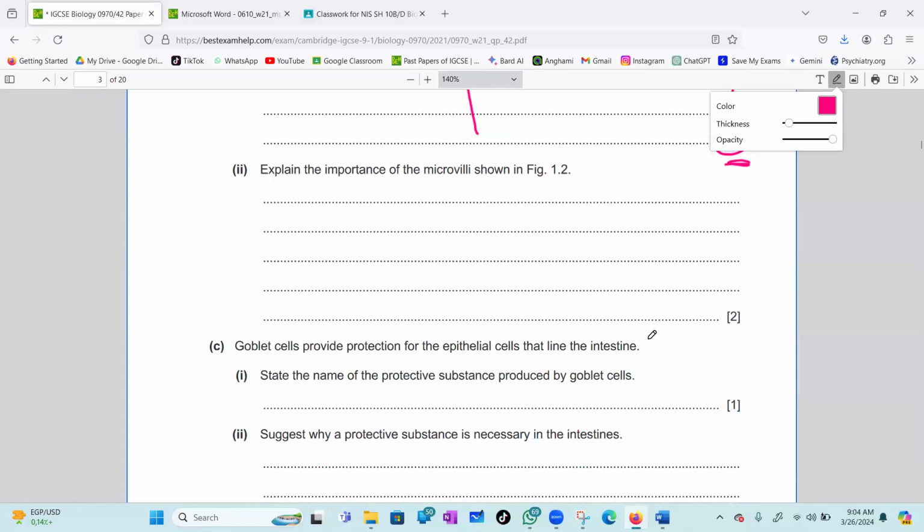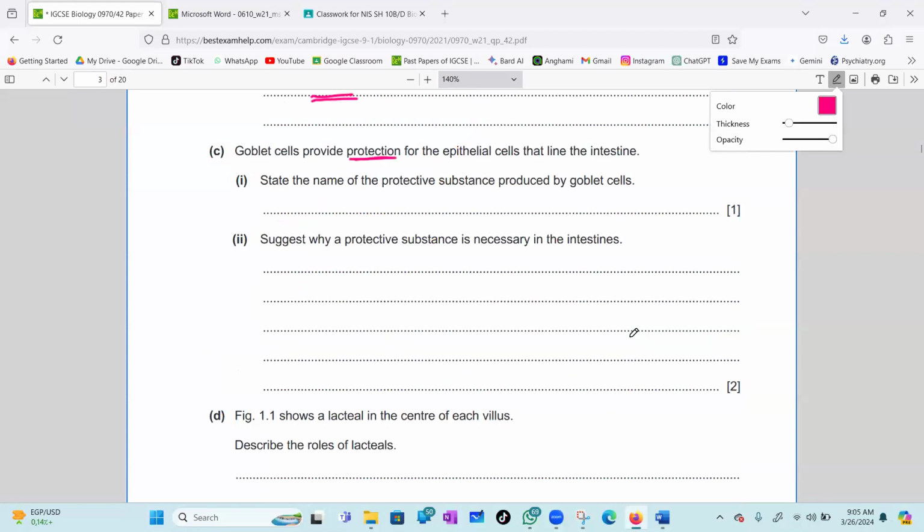Okay. Now, the second question. Explain the importance of the microvilli. How many marks? 2 marks. So I want 2 keywords. What did you write here? The microvilli increases the surface area for better absorption of nutrients. Yes, these are 2 keywords. It increases surface area for the absorption of the nutrients. And you can say how the nutrients are absorbed by diffusion and active transport, which they just mentioned in the question above.